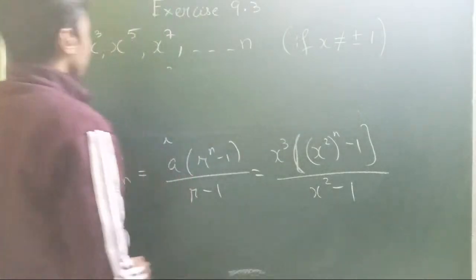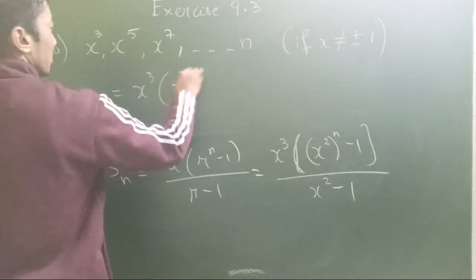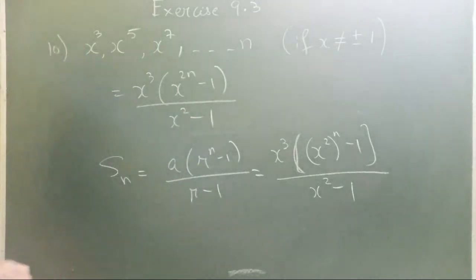But of course these are variables, x cube, so that will be x power 2n minus 1 divided by x square minus 1, if x is not equal to plus or minus 1. But in this kind of case, we can use the other formula also. Not a big deal.